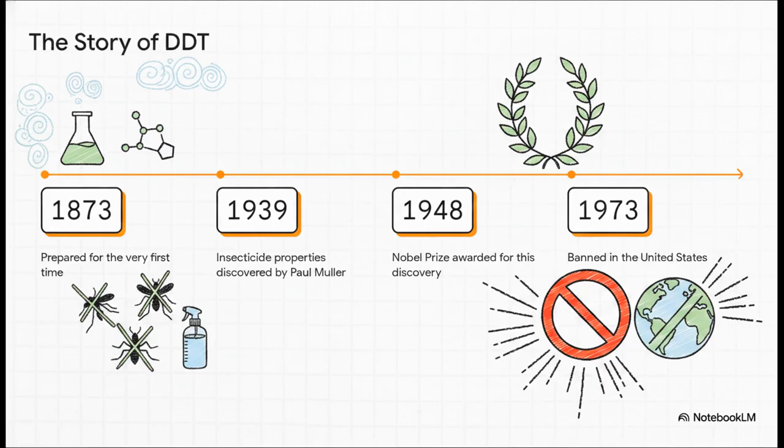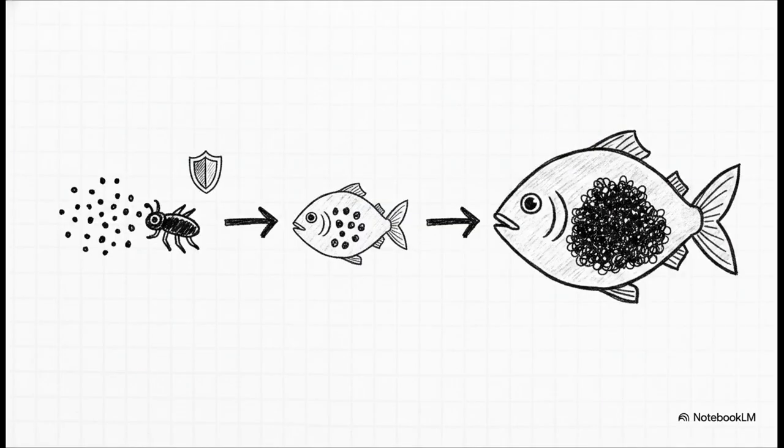But check out the end of this timeline. By 1973, only 25 years after that Nobel Prize, DDT was banned in the United States. So how on earth does a miracle chemical turn into a global environmental hazard? Well, why the ban? It's a massive cautionary tale. First off, nature fought back. Insects quickly developed a resistance to it. Second, researchers realized it was highly toxic to fish.